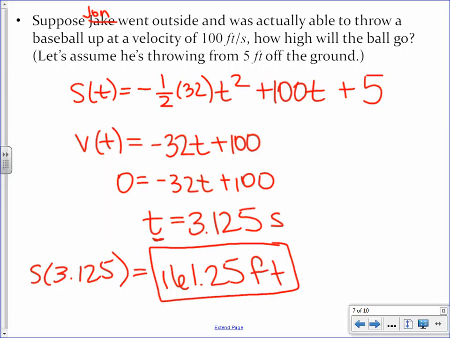Are you plugging in for time? So it's always going to follow the model, negative 1/2 g t squared. Oh, gravity. Every day.